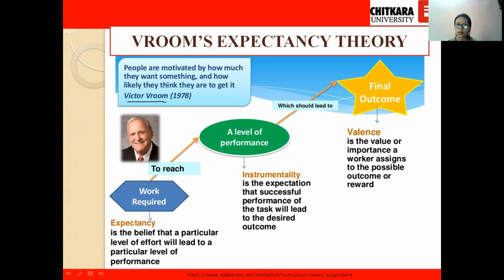I am motivated by what I want, how much I want that thing, and how likely I am to get it. It's according to Victor Vroom. So there are three points. The first one is expectancy, the second one is instrumentality, and the third one is valence.